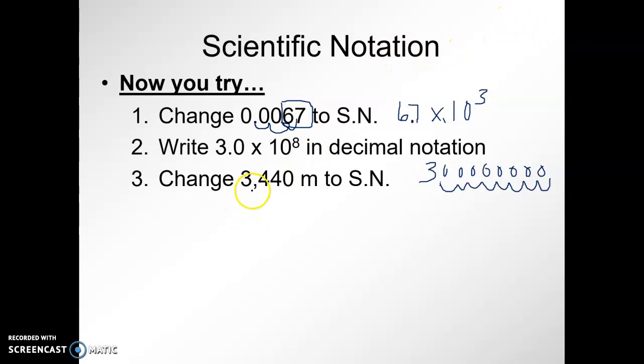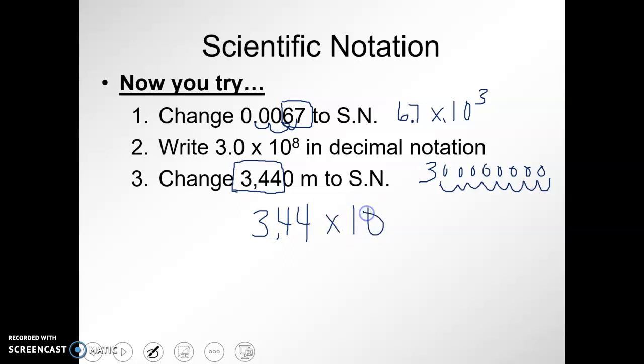Number 3, you're going to change 3,440 meters to scientific notation. So we have all of these numbers, we got to figure out our coefficient. So we know that we're going to be writing 3, 4, 4. However, it has to be between 1 and 10. So it's going to have to be 3.44 times 10 to something. So over here, our decimal is technically right over here, right? And we need to move it to right behind the 3. So we're going to have to move it 1, 2, 3 times. So it's going to be 10 to the third power.